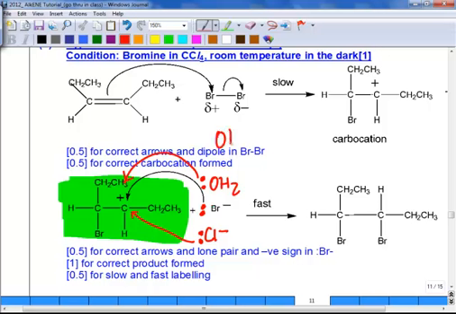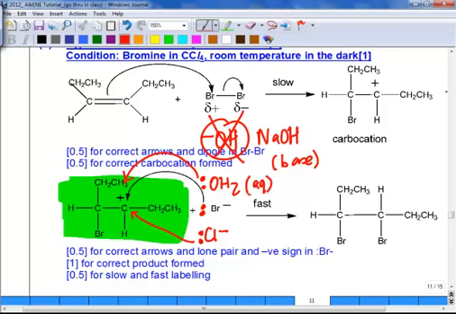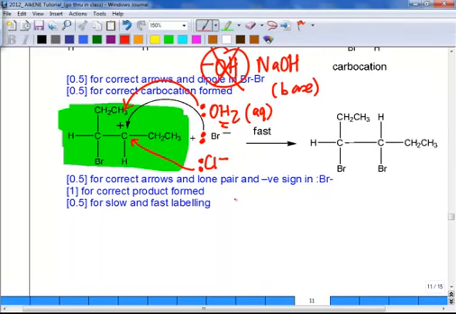Over here, please take note, your water is H2O. So you cannot write OH minus. If you write OH minus attack, it is wrong. OH minus can only come in if you have things like NaOH, like base. Base, then you can use OH minus. If it is water, aqueous, then you can only use water. Is it okay?